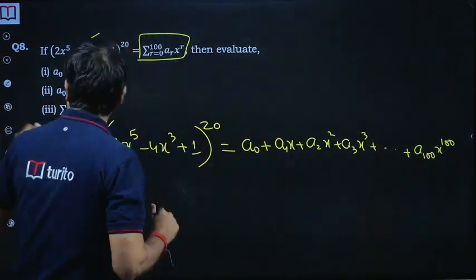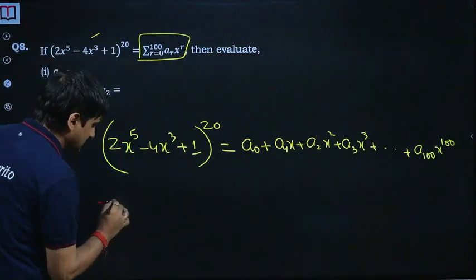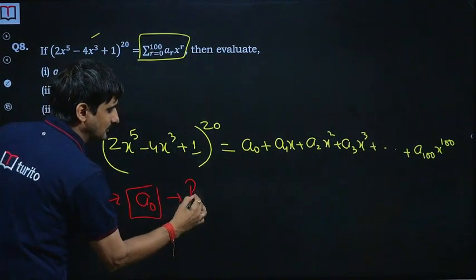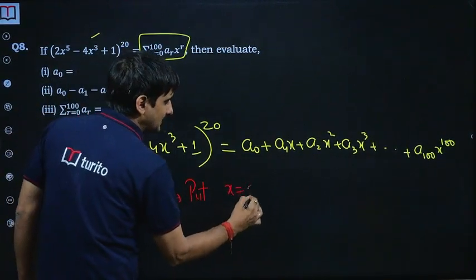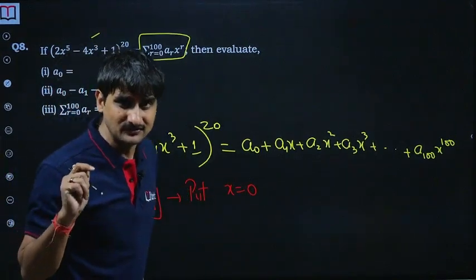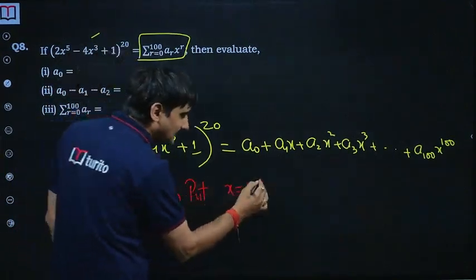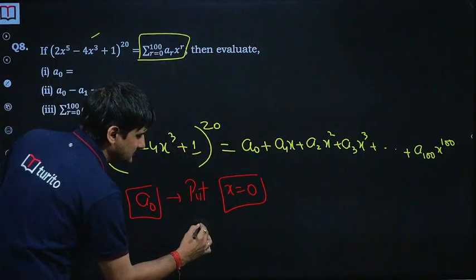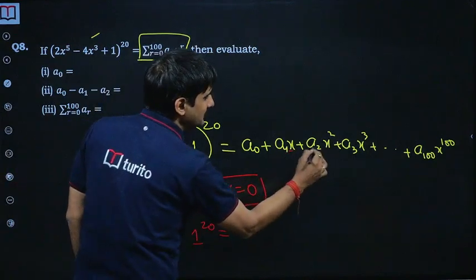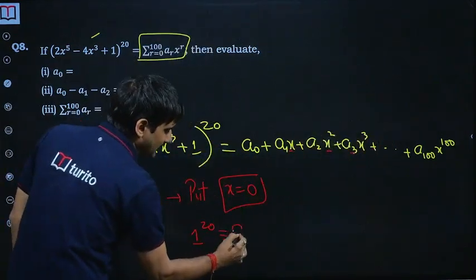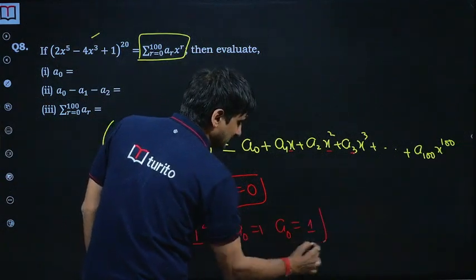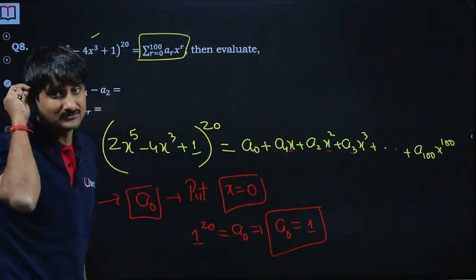Now, if you need the value of the constant in the expansion, it is a0. What you have to do, I discussed quickly in a short video also, is put x equal to 0. So you put x equal to 0 in the LHS, you get 1 raised to the power 20, and of course when you put x equal to 0, all the terms are gone and you are left with only a0. So the constant term of the expansion can be obtained just by putting x equal to 0.